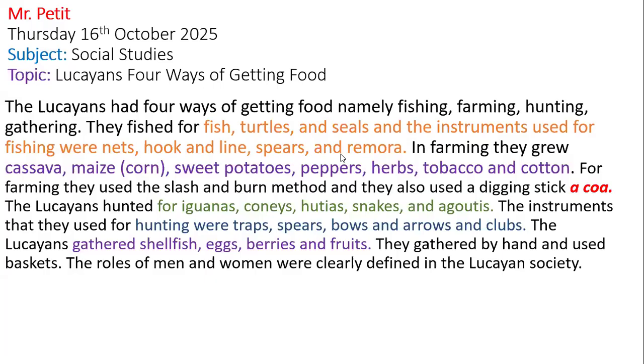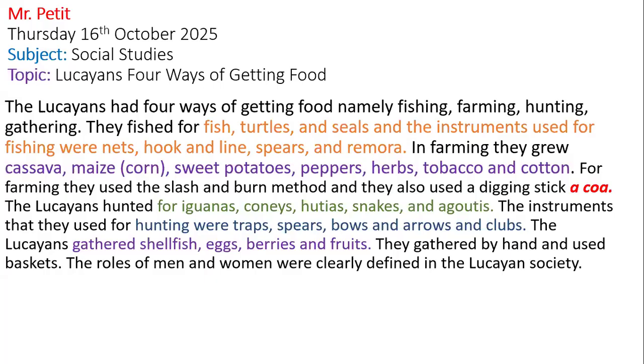Jerry, where's Jerry? Right here. Read what we have for the gathering. The Lucayans gathered shellfish, eggs, berries, and fruits. They gathered by hand and used baskets. The roles of men and women were clearly defined in the Lucayan society.